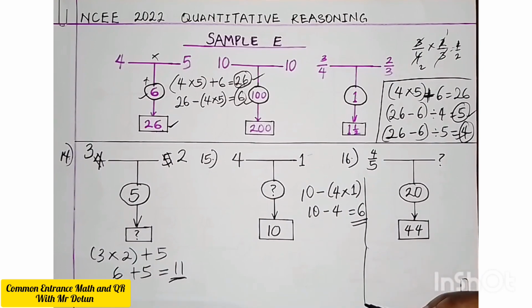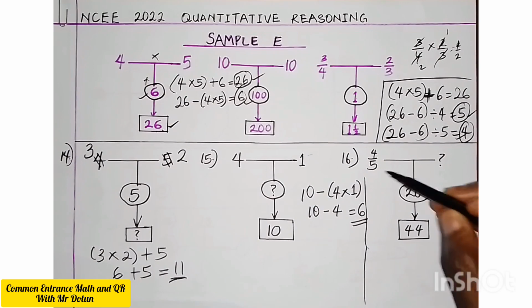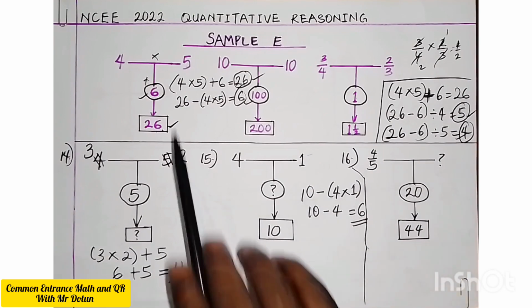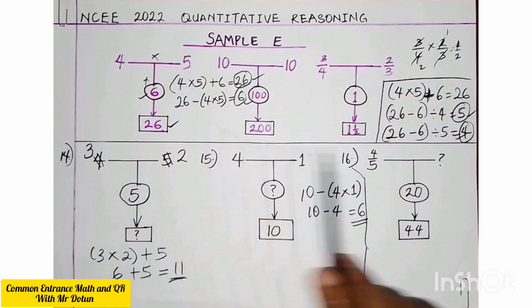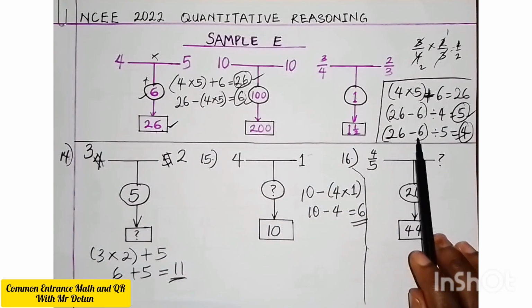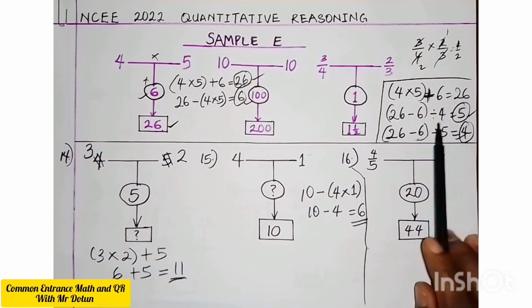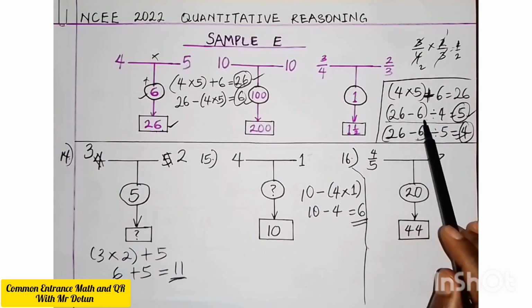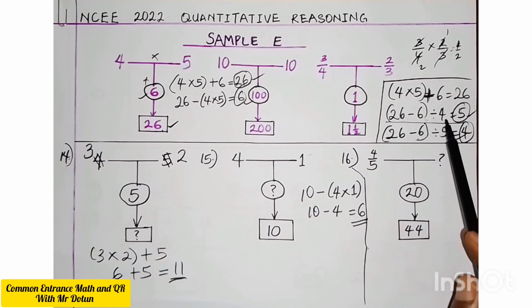Okay, so number 16 now. Number 16, we have this other side missing. What do we have in that place in our sample? We have 5. So how did we analyze the 5? We did 26 minus 6 first. Now we divided it. That's a 4. For 5, we did 26 minus 6 first and divided it by 4.